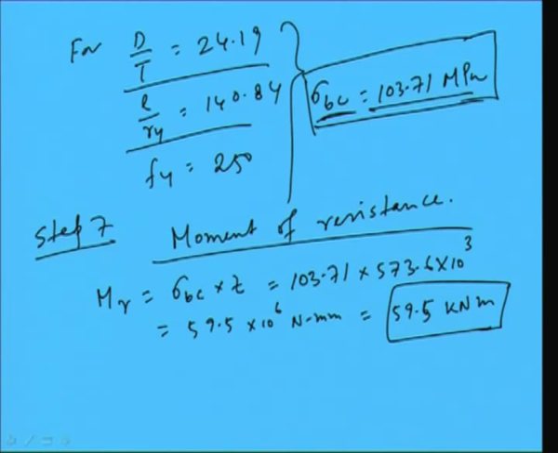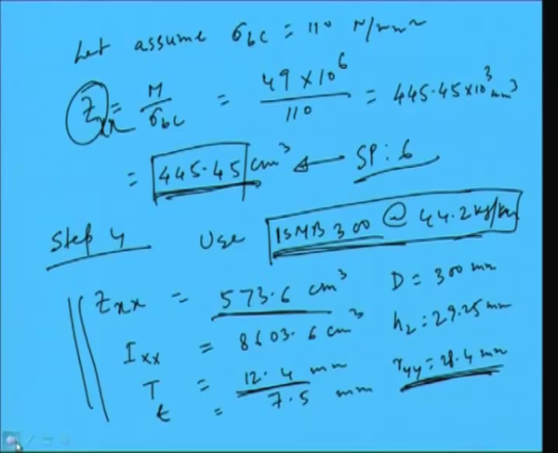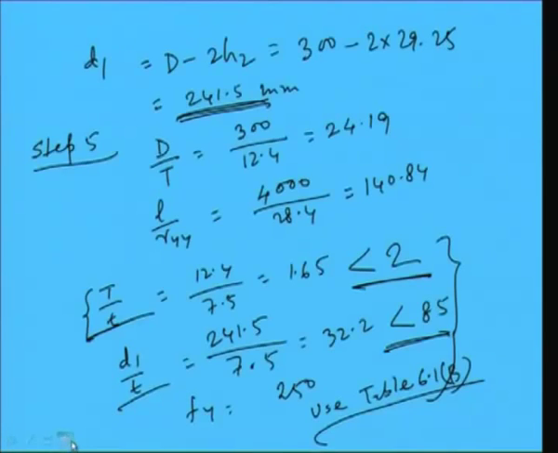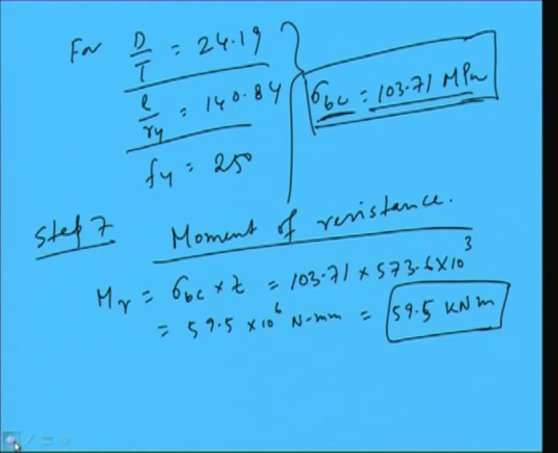Now, we have to see what the actual moment is, because we cannot assume that moment. The moment we calculated earlier was 49, on the basis of a load of 24 and an assumed self weight of 0.5. Now, for that particular section, we know the self weight. So, now we will calculate the actual self weight, and then the actual total load and the actual moment developing.